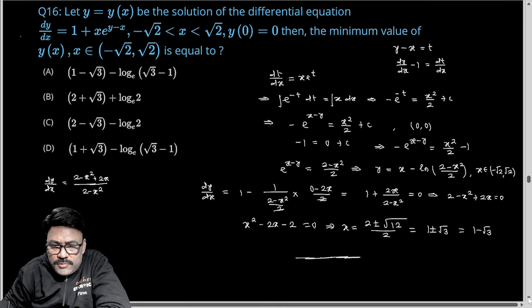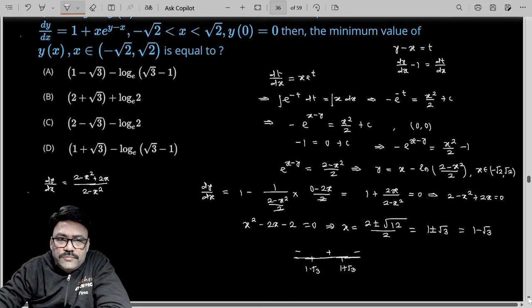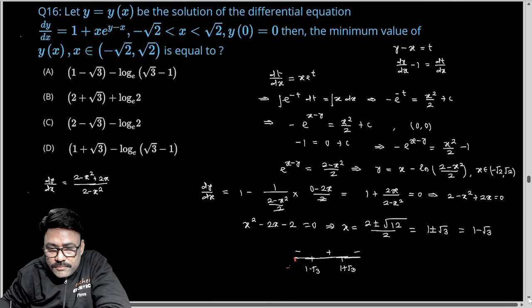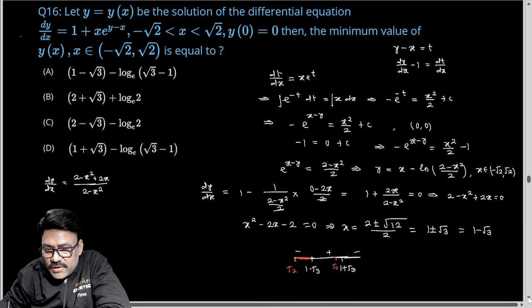And obviously numerator, since it is a downward parabola, the numerator will be positive between the roots. So between 1 minus root 3 and 1 plus root 3, this derivative will be positive. Outside, it is negative. And you are taking from minus root 2 to plus root 2. So let's say minus root 2 is here and plus root 2 here. So from minus root 2 to 1 minus root 3, derivative is negative. And from 1 minus root 3 to root 2, derivative is positive.